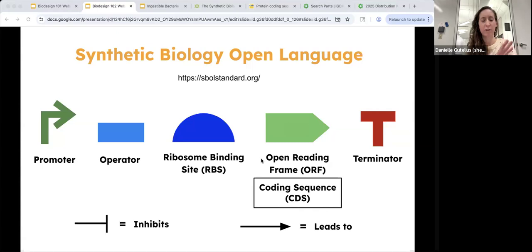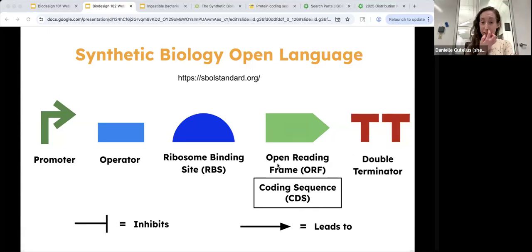Typically in your circuit diagrams, you don't visualize the operator or the terminator. It's just understood that they're there. But for these beginning steps and learning stages, it's good practice to include them. Another thing about the terminator is terminators can be very leaky, meaning that some of the mRNA transcripts will have some excess code at the end. So to stop that from happening, it is fairly standard practice to use a double terminator. Just throwing that out there in case you happen to see that.